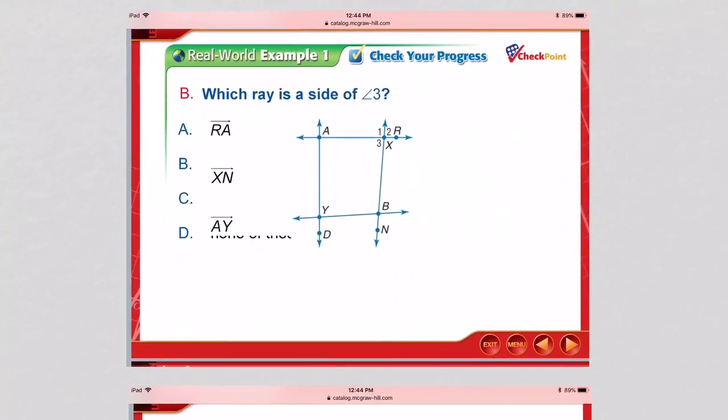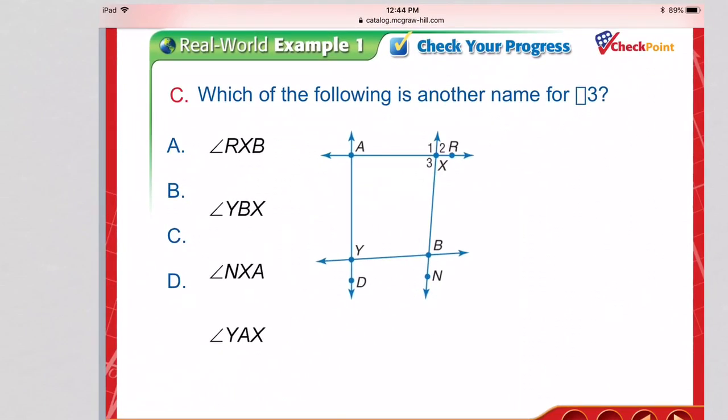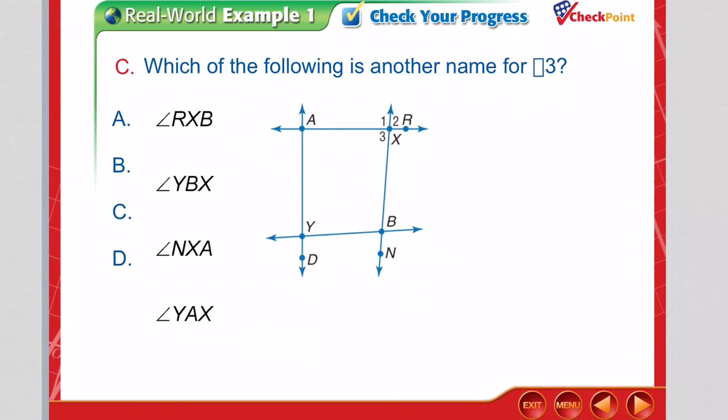Okay. Now let's try this question. Which ray is a side of angle 3? So again, we're looking at angle 3 here. Which one of these three is a side for angle 3? We're going to go ahead and call them A, B, and C. All right, last one. Which of the following is another name for angle 3? So we see angle 3. Which one of these is another correct way to name angle 3?